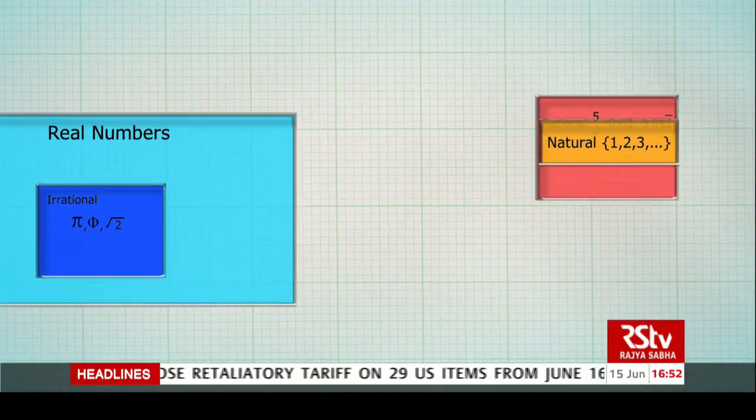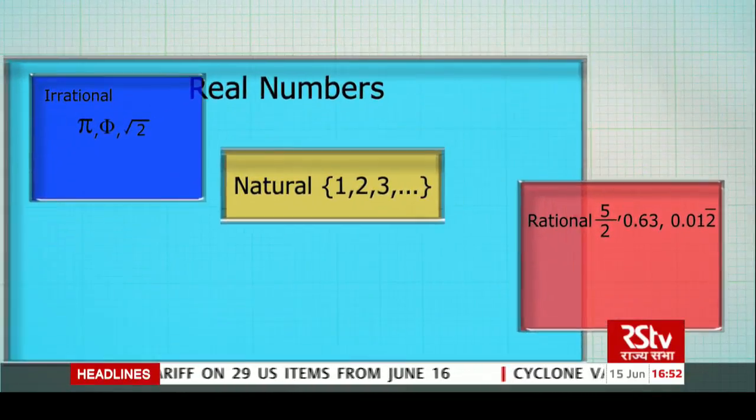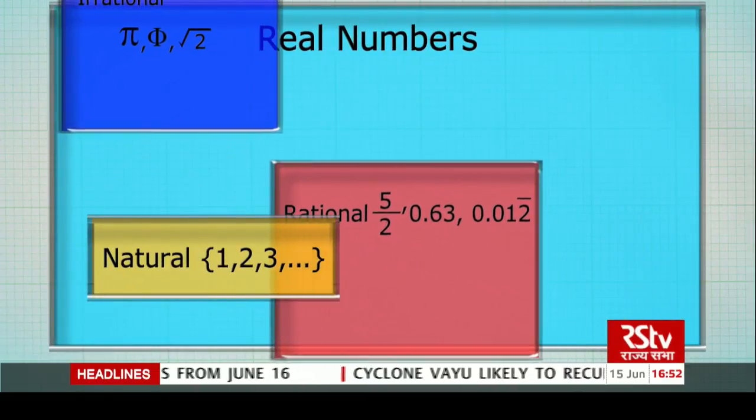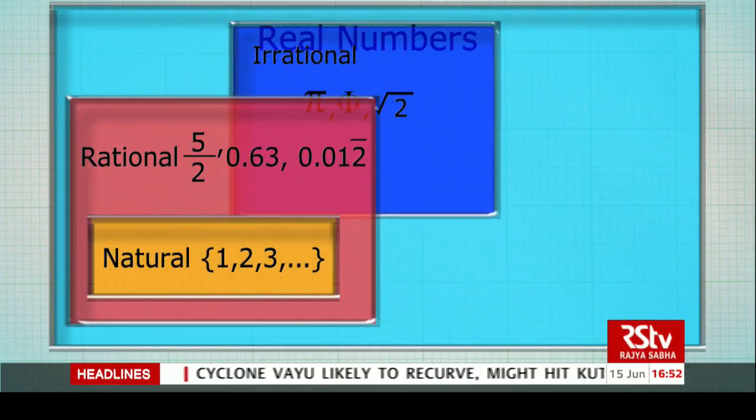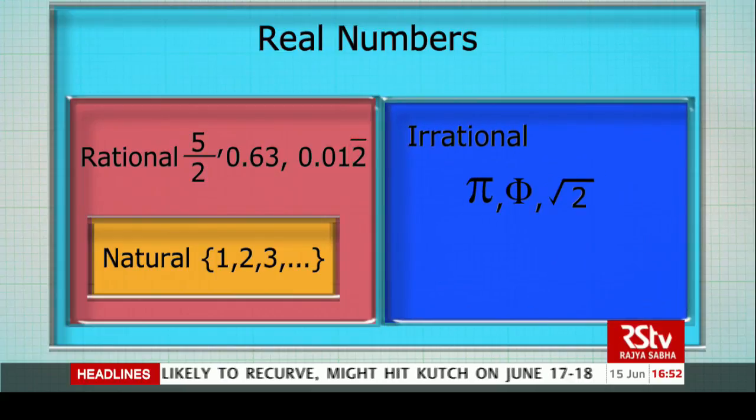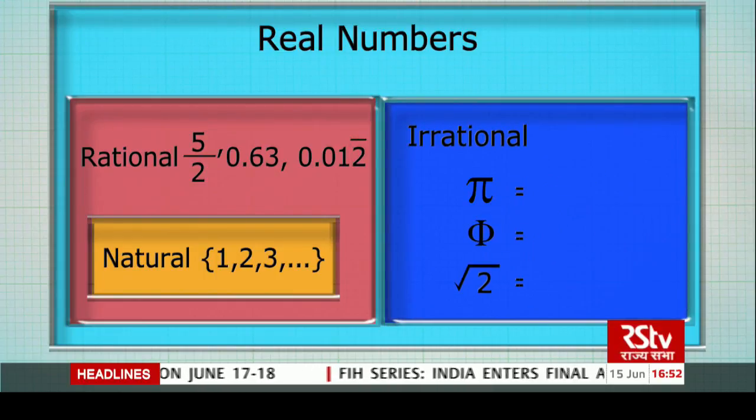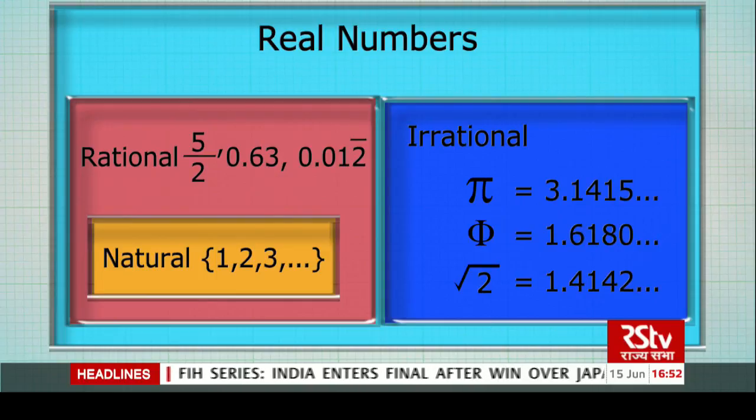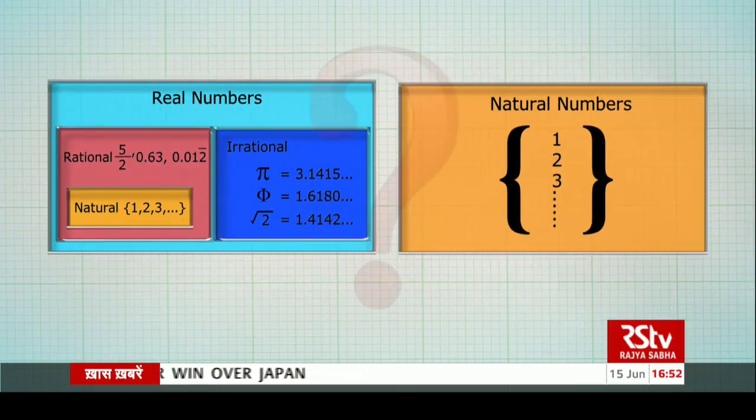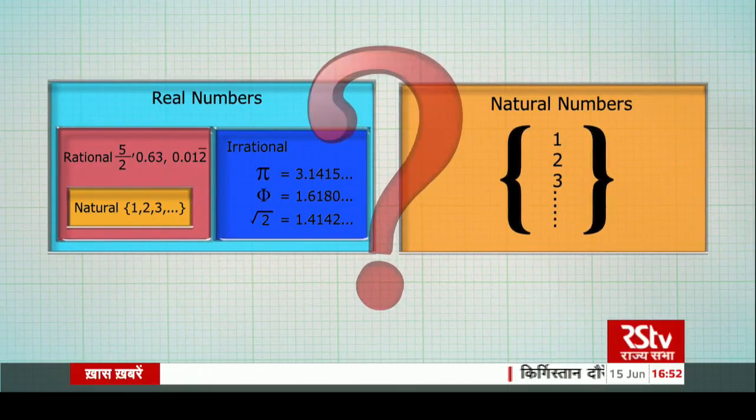Now, let's move to another set of numbers known as real numbers. This includes all the natural numbers, all the rational numbers, as well as all the irrational numbers like pi, phi, and the square root of 2. Now, these numbers are expressed as a number with an infinite number of digits after the decimal point. Does this set have a one-to-one correspondence with the natural numbers?